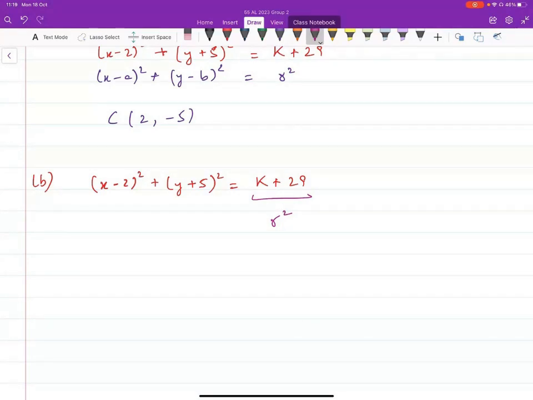I think k plus 9 has to be positive, and for it to be positive, k has to be more than minus 29. I think. Okay, and why does it have to be positive? Otherwise, it would be 0 or negative, and that would not make it r square. Okay, so that's very good.